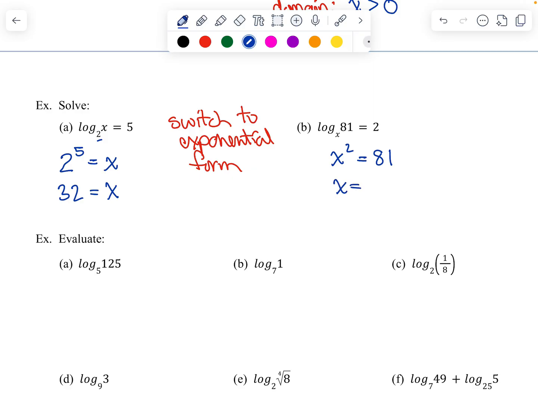Normally we would say that this is plus or minus the square root, but remember x here is the base, and since we are solving for the base, we have to remember from what we just talked about that the base will always be greater than 0. In other words, we will not have the plus minus here. It can only be a positive answer since it's the base of that logarithm.